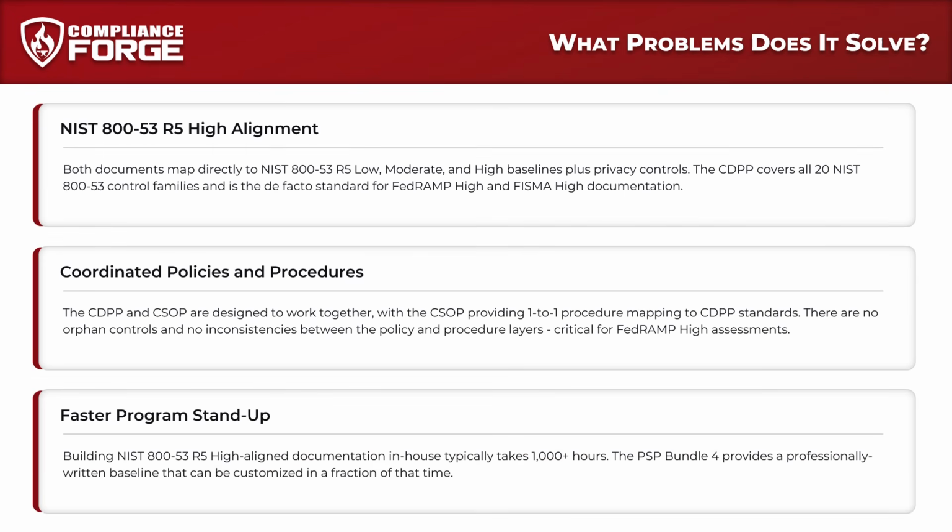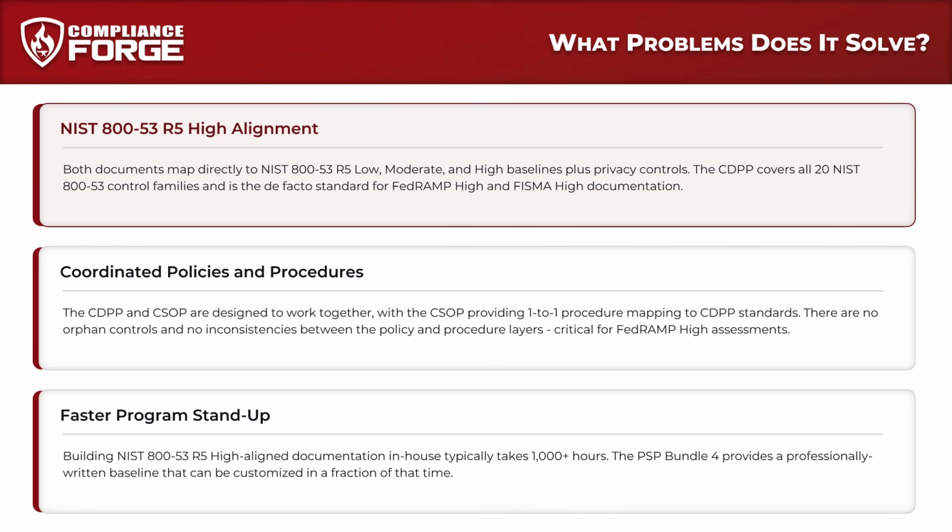Organizations aligning with NIST 853 Revision 5 High typically need policies and procedures that map directly to all 20 control families across all three impact baselines, plus privacy controls. The PSP Bundle 4 is designed to solve these challenges with the most comprehensive coverage available. The first is high baseline alignment.